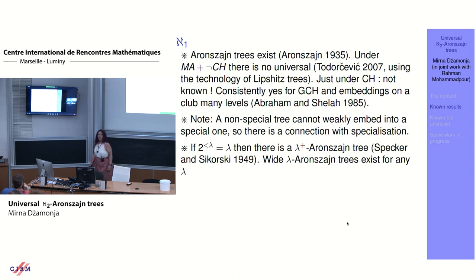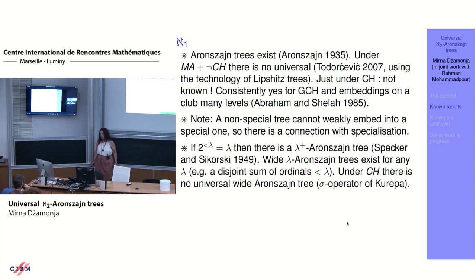So how about wide λ Aronszajn trees? Well, they are easy to construct because there is no compactness requirement at the small levels. So they exist for any λ. You can, for example, just take a disjoint sum of ordinals less than λ.